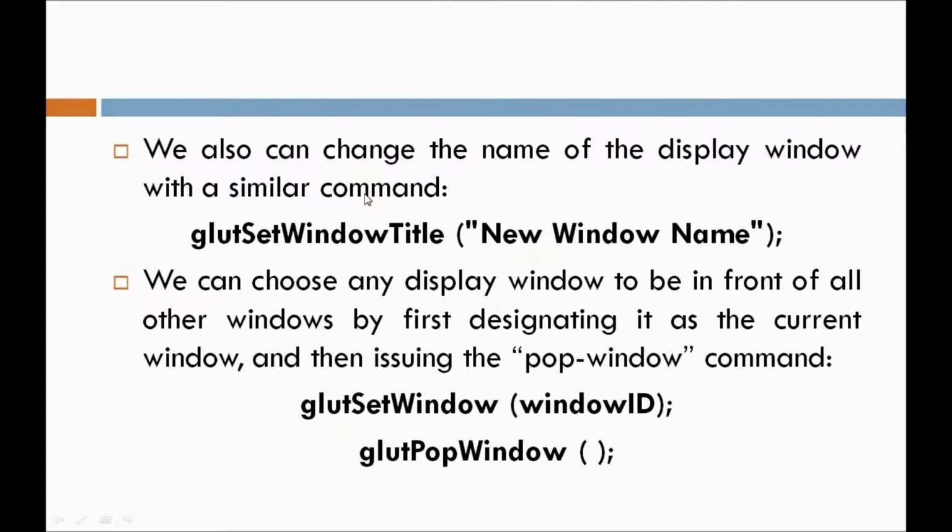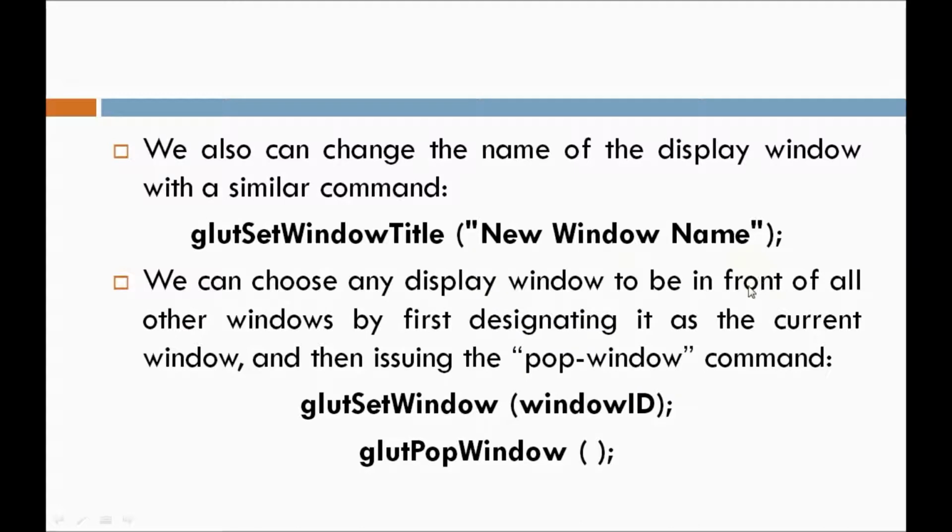Next, if you want to change the name of the display window, if you want to give a new name for your display window, you can use the command glutSetWindowTitle with the new window name. You can give the new window name, thereby the name of the display window will be changed. This is the command glutSetWindowTitle. Getting it, guys?